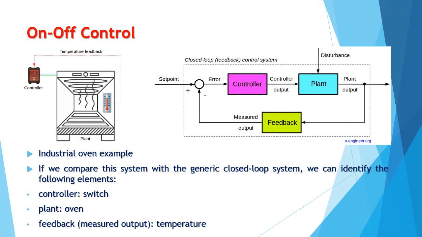As an example, let's take the temperature control of an industrial oven. The temperature inside the oven is measured with a sensor and fed back to the controller. Based on the error, which is the difference between the set point temperature and the measured temperature, the heating elements are turned on or off by the controller. There are no intermediate values of the heating element. They are either fully on or fully off only.